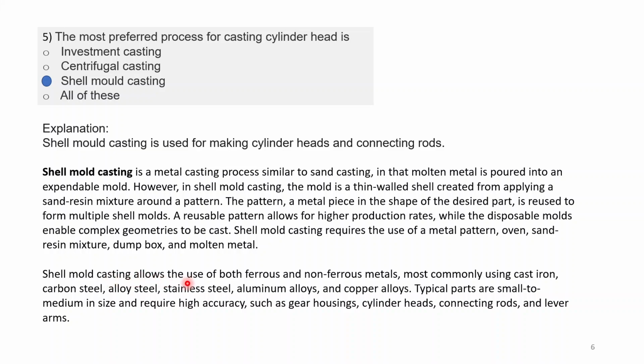This casting also allows the use of both ferrous and non-ferrous metals, most commonly cast iron, carbon steel, alloy steel, SS, aluminum alloys, and copper alloys. Typical parts are small to medium in size, and these require very high accuracy, such as gear housings, cylinder heads, connecting rods and lever arms.